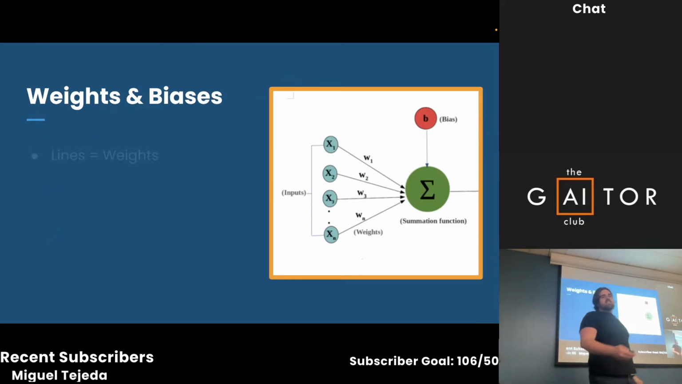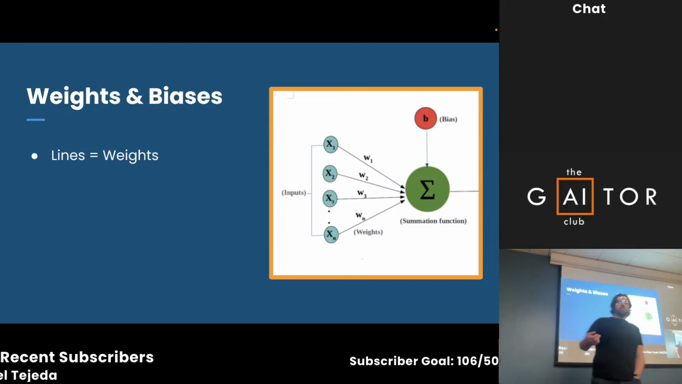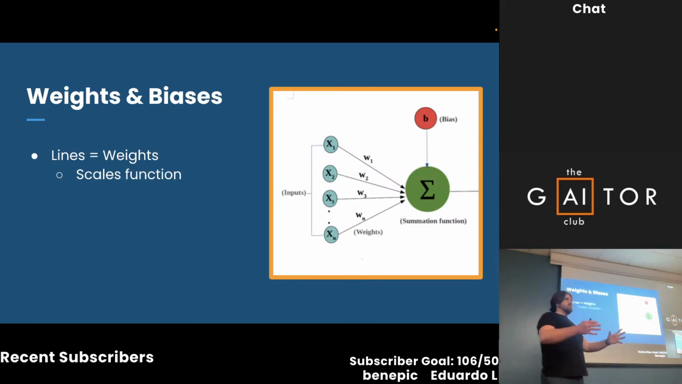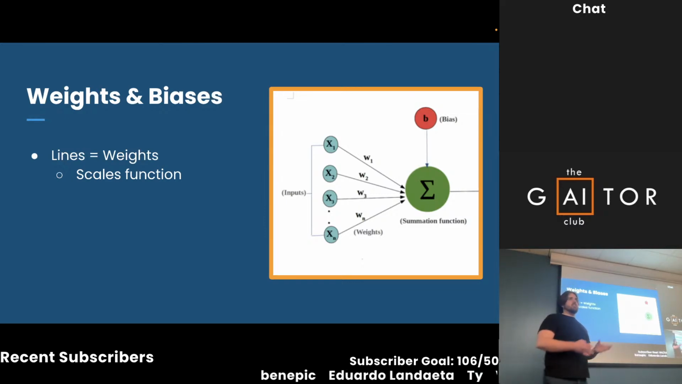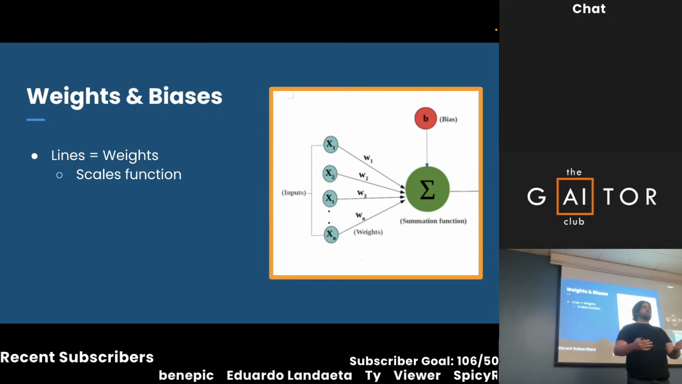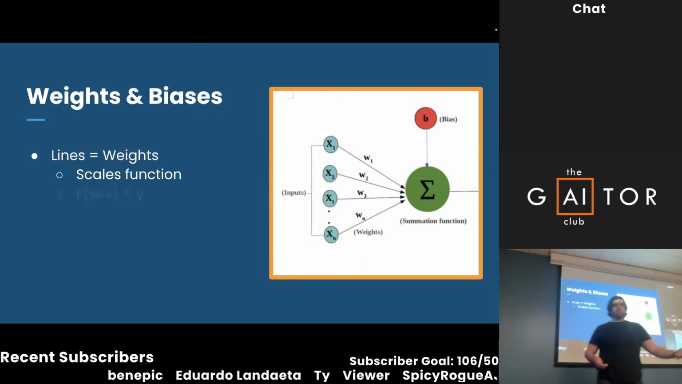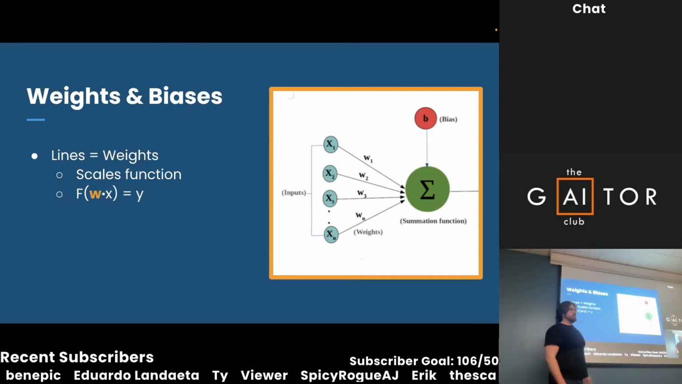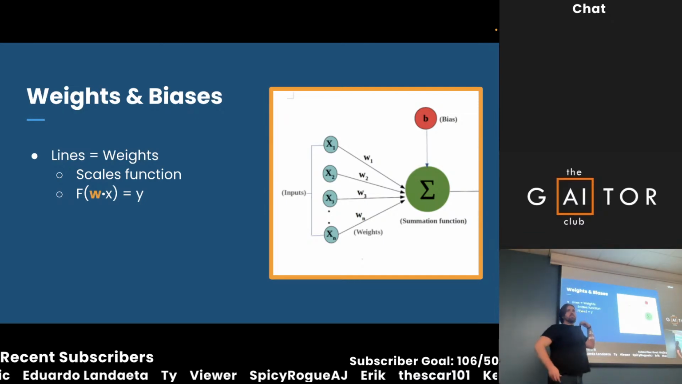So, weights and biases. The lines are the weights in this case, right here. Those basically scale the function. If you start with a simple y equals x, you're trying to scale the inputs using some weight w to best fit the output. So you would have f equal to w times x equals y. I'm sure you've seen that in algebra before.